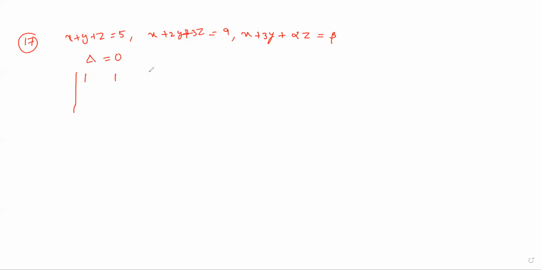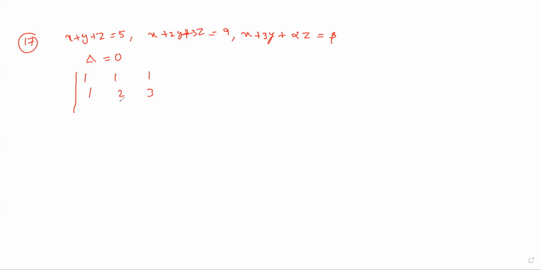Question number 16. They're asking the delta value only, you can find it easily, no problem. Next, question number 17. Based on a system of equations, x plus y plus z equal to 5, x plus 2y plus 3z equal to 9, x plus 3y plus alpha z is equal to beta. If it has infinitely many solutions, then what is beta minus alpha? Infinitely many solutions, first of all, delta is 0. By using Cramer's rule, we explained already.